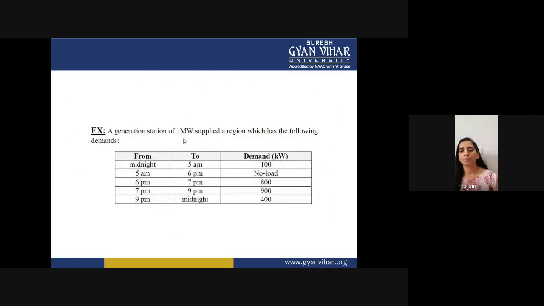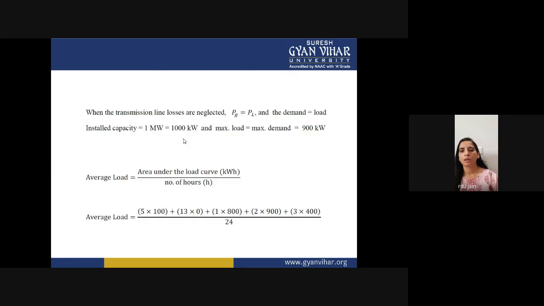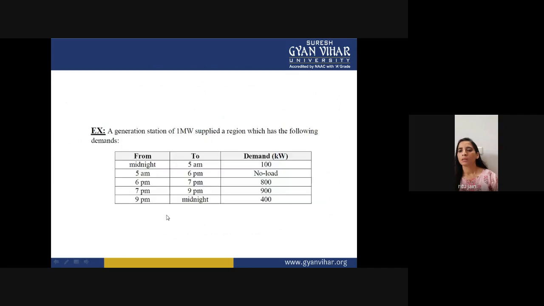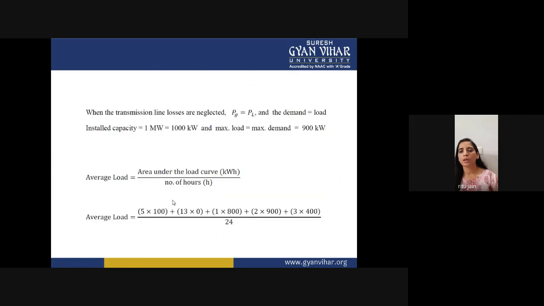You can see that from midnight to 5 a.m., it is 5 hours, you are using 100 kilowatt power. So 5 into 100 is 500, plus for the next 13 hours, from 5 a.m. to 6 p.m., there is no load, so 13 hours multiplied by 0.